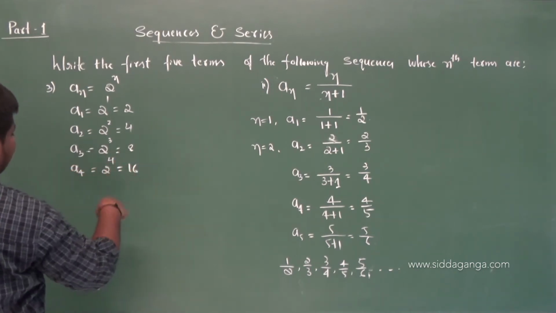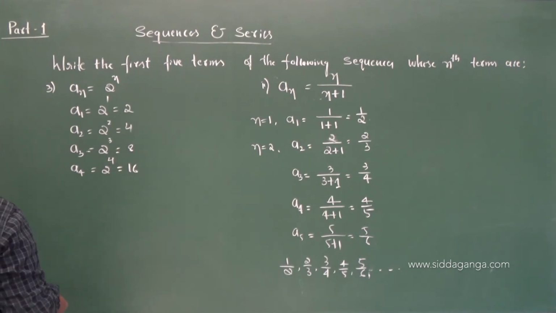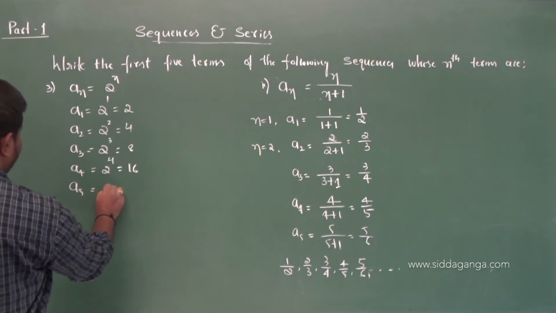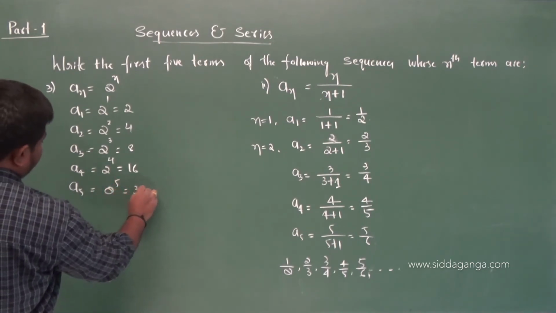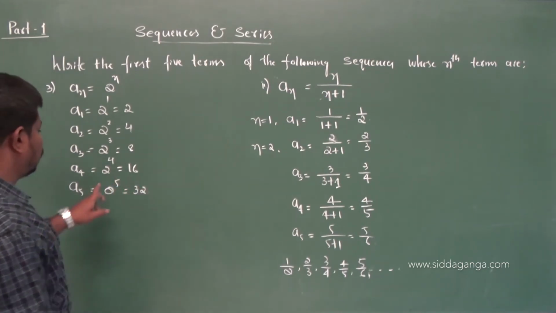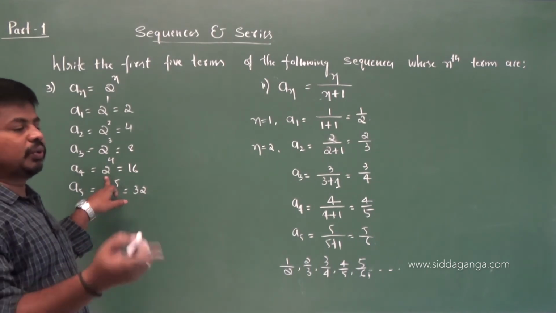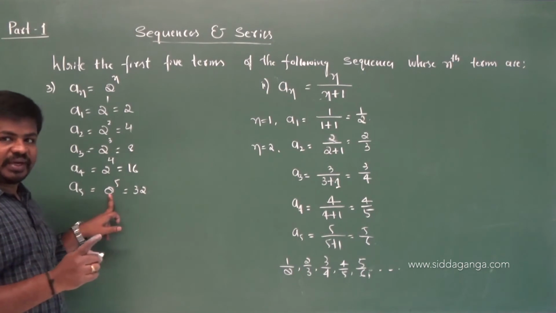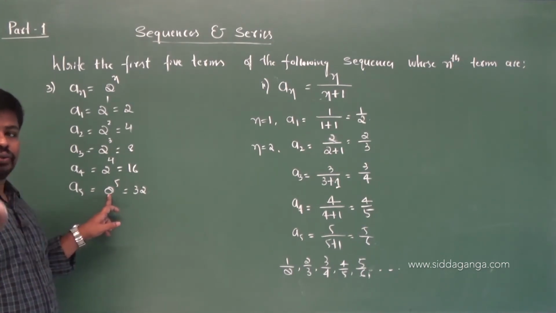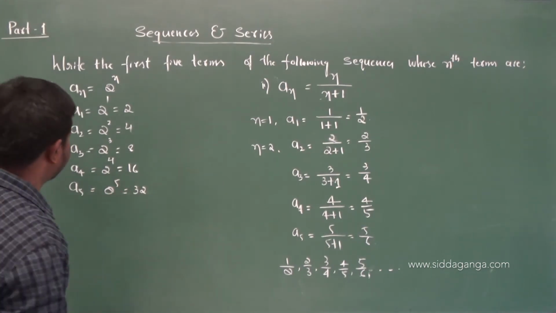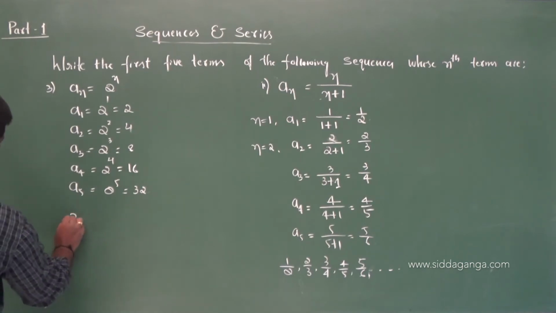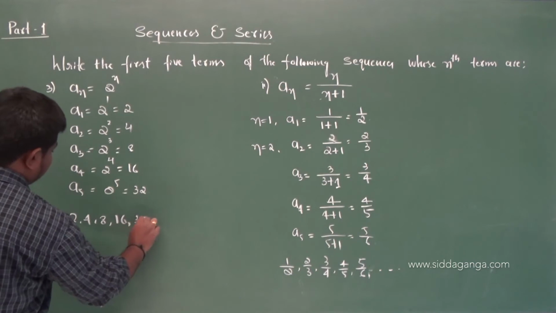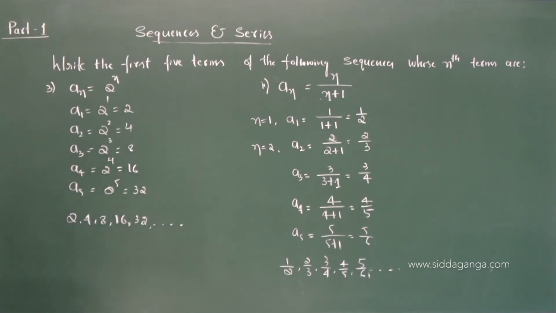You mean 2 is multiplied 4 times by itself. So a5, that is 2 power of 5, is 32. 2 power of 4 in the sense 2 into 2 into 2 into 2. 2 power of 3 means 2 into 2 into 2. 2 power of 5 means 2 multiplied 5 times, 2 into 2 into 2 into 2 into 2. So that is 32. So the first 5 terms of the sequence are given by 2, 4, 8, 16, 32, and so on.